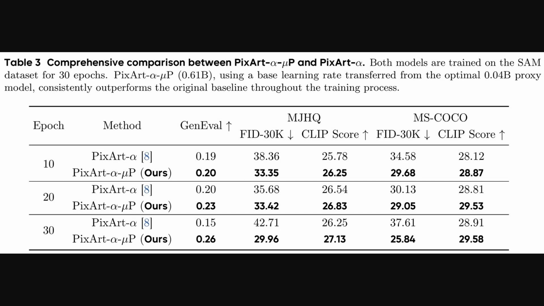Alright, so building on that optimal learning rate identified for PixArt-α in Table 2, Table 3 now gives us a direct head-to-head comparison. We're looking at PixArt-α with maximal update parametrization, that's PixArt-α-µP, versus the standard PixArt-α, across 10, 20, and 30 training epochs. The table shows GenEval, Fréchet inception distance, and also clip score, which measures how well generated image captions match the images, so higher is better there too. And consistently, the PixArt-α-µP version outperforms the original, especially at 30 epochs where the Fréchet inception distance scores are significantly lower, and GenEval and clip scores are higher.